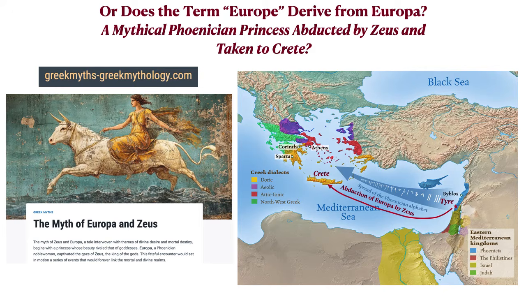One other thing I would mention in this same legend, Europa had three brothers who tried to find her. One of whom was named Cadmus, and Cadmus was credited for founding the important Greek city of Thebes and for introducing literacy to Greece. So this is an interesting story that connects Europe not to the Black Sea, but to the Eastern Mediterranean and Phoenicia.